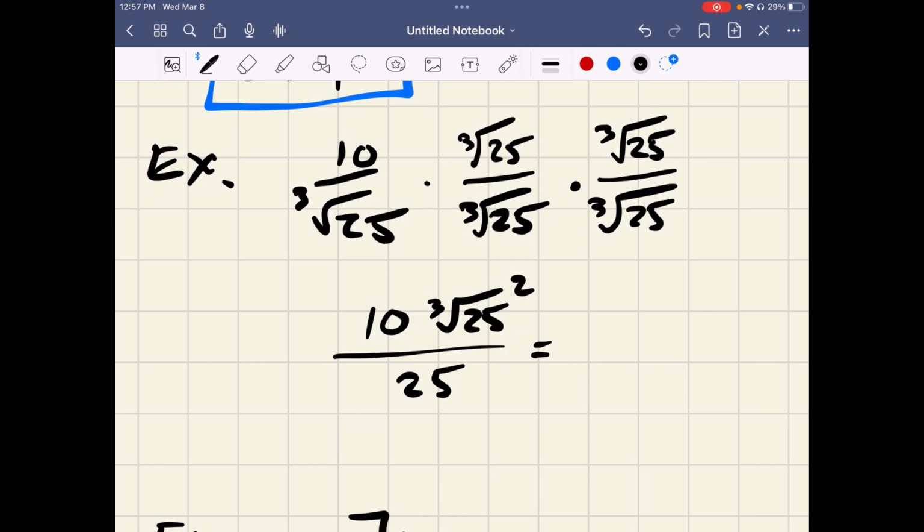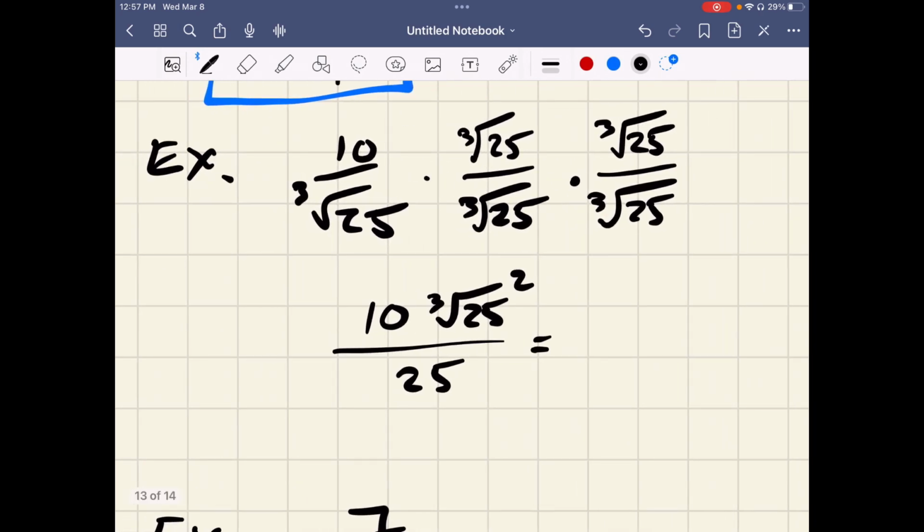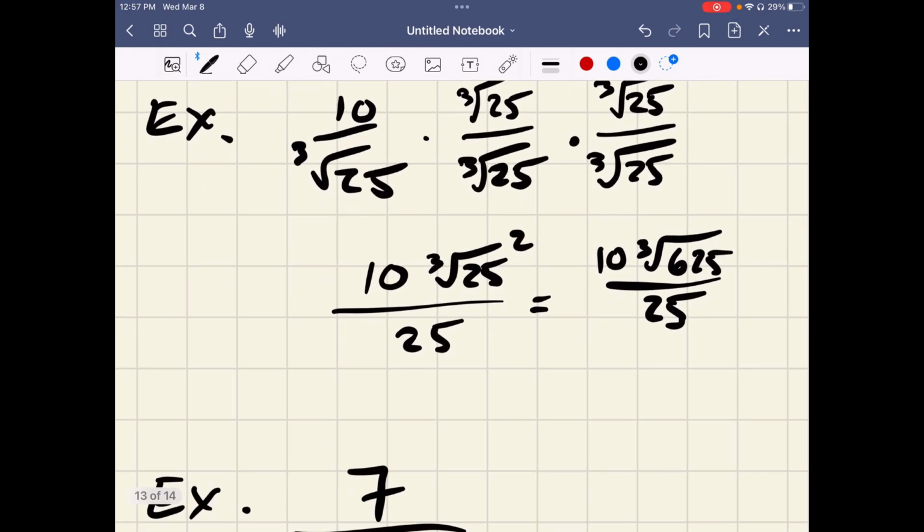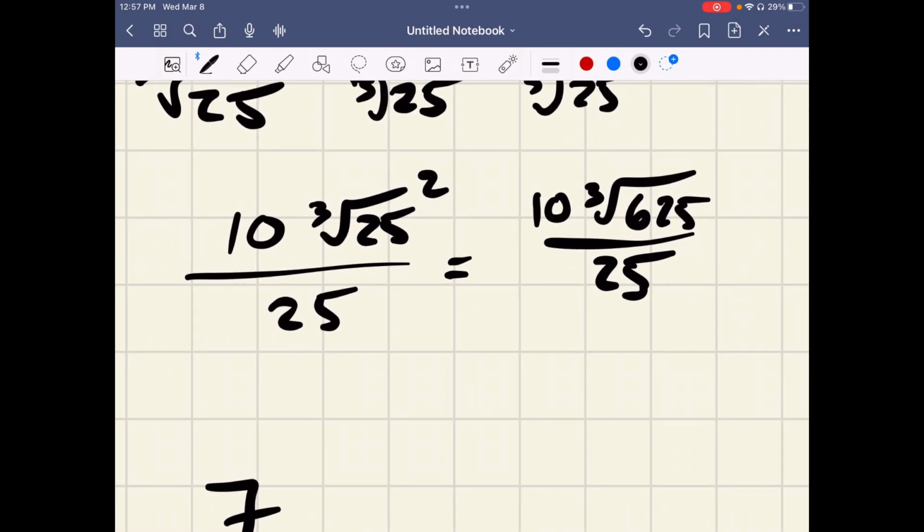All right, we're still not done yet, unfortunately. I can take this 25 and square it, which gives me 10 times the cube root of 625 over 25. And then just like my example up here where I had the cube root of 108, I can now take this cube root of 625.